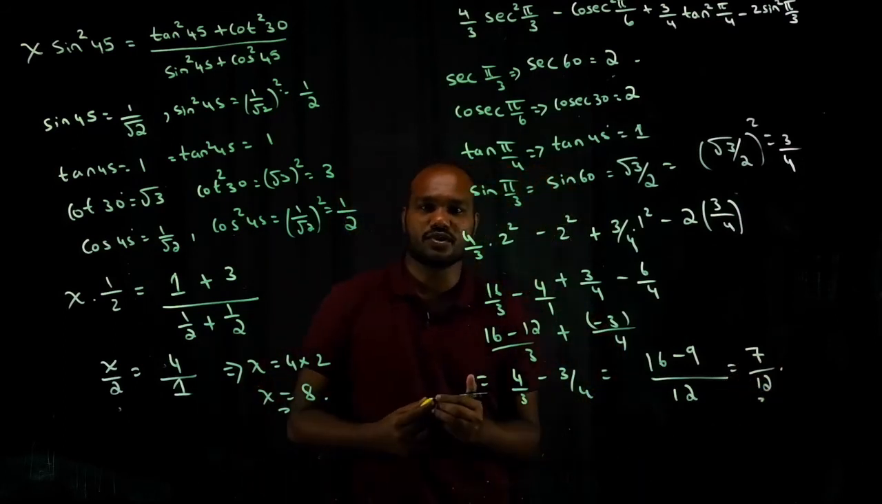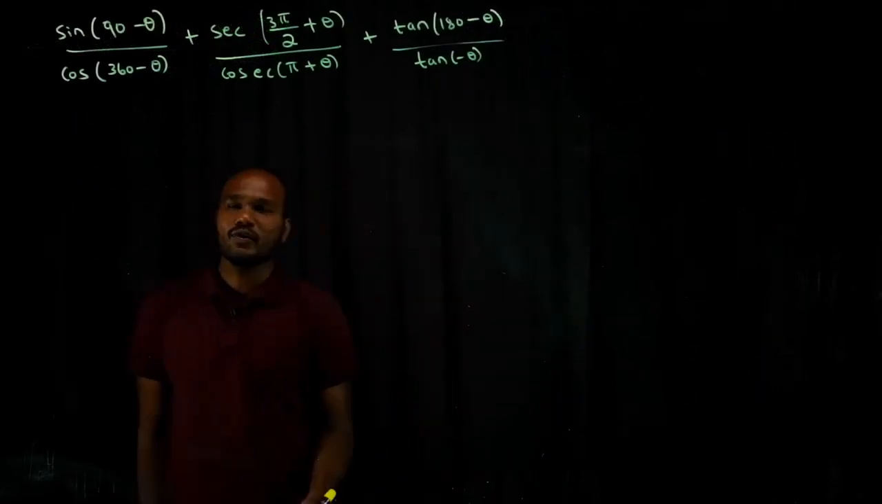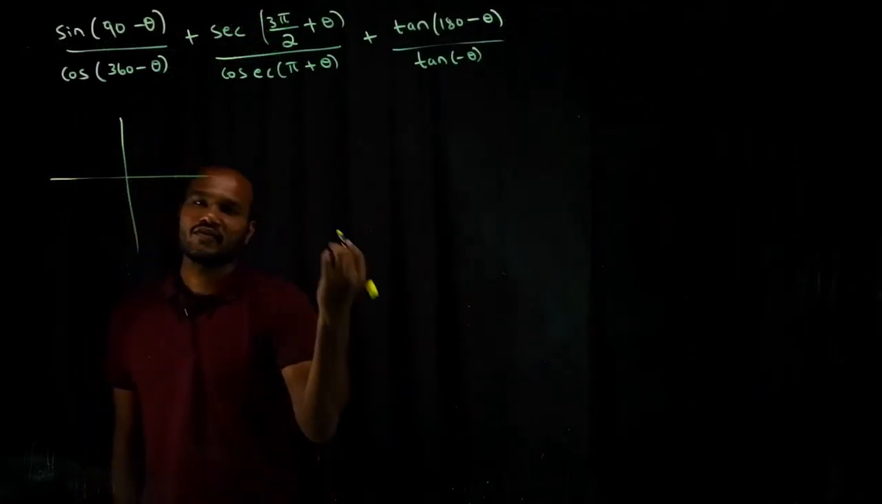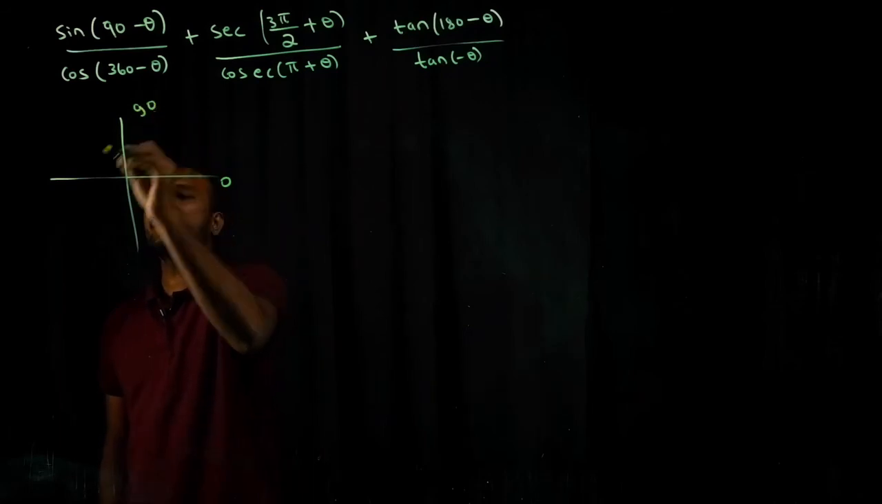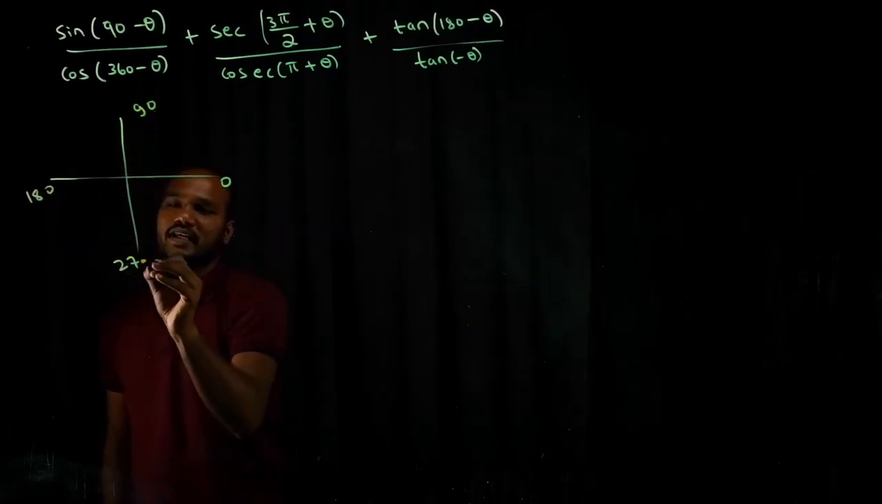Okay, let's move to the next questions. To solve this question, you have to know the quadrant system. So what are quadrants? There are 4 quadrants. This is 0, 90, 180, 270 and 360.